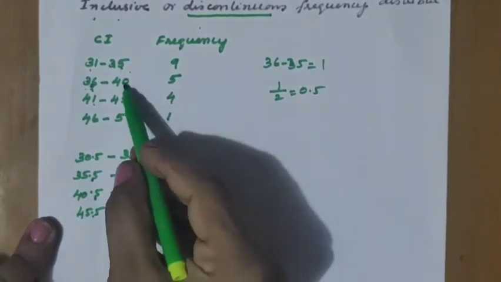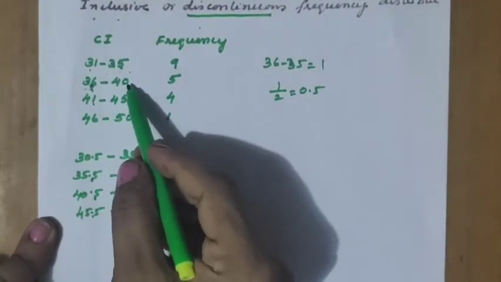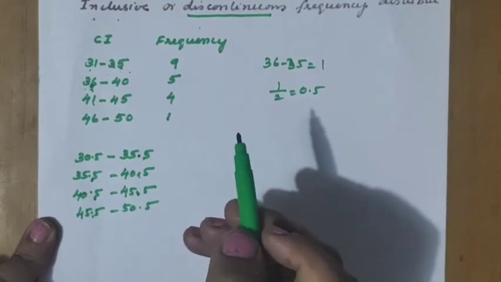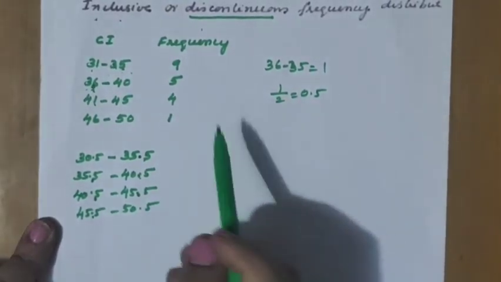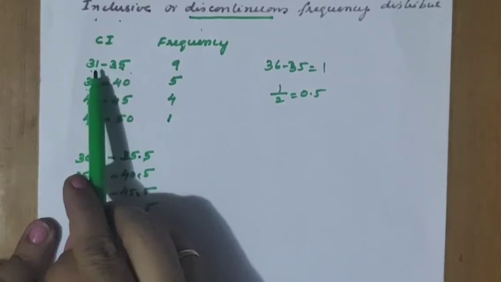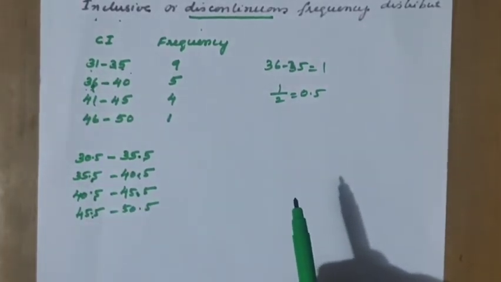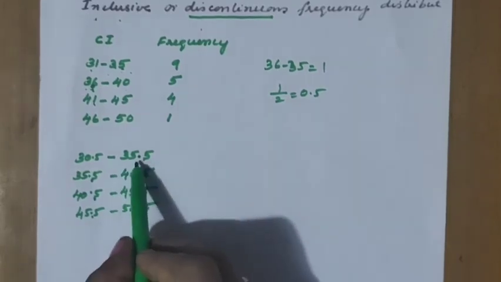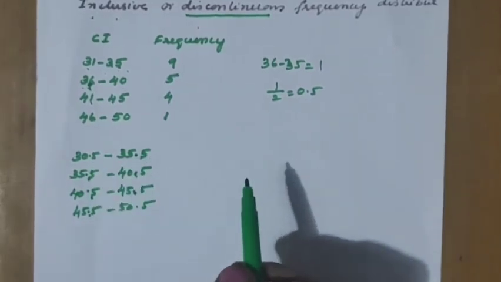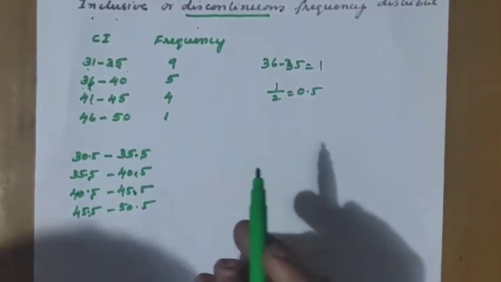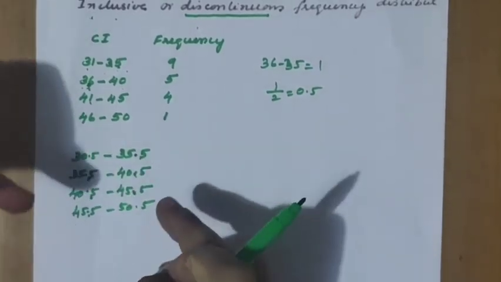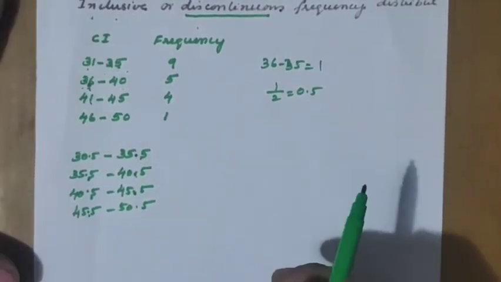Then similarly 40 and 41, what is the difference? It is 1 only, 1 divided by 2. So the uniformity will be maintained. Now you see 35 minus 31, what is the difference there? The class width we will get as 4 only there, but here 35.5 minus 30.5 we will get a class width of 5 only, but that uniformity throughout the class intervals will be maintained.